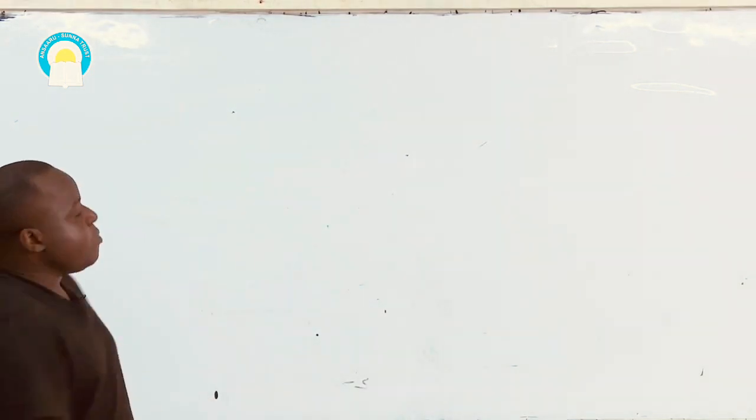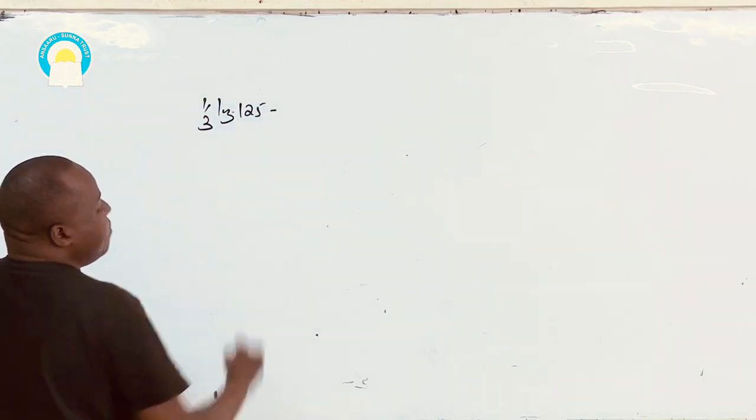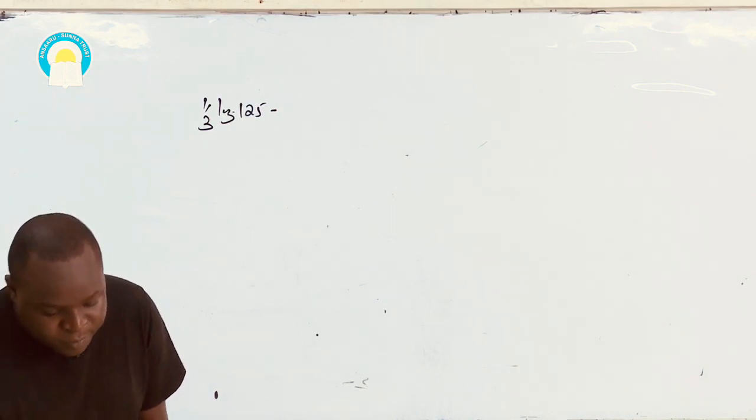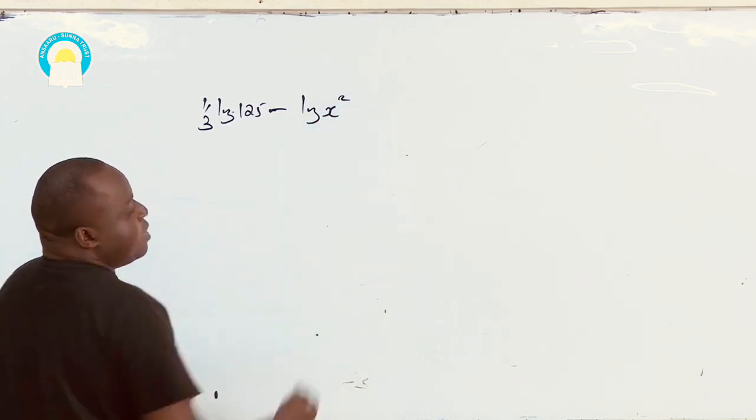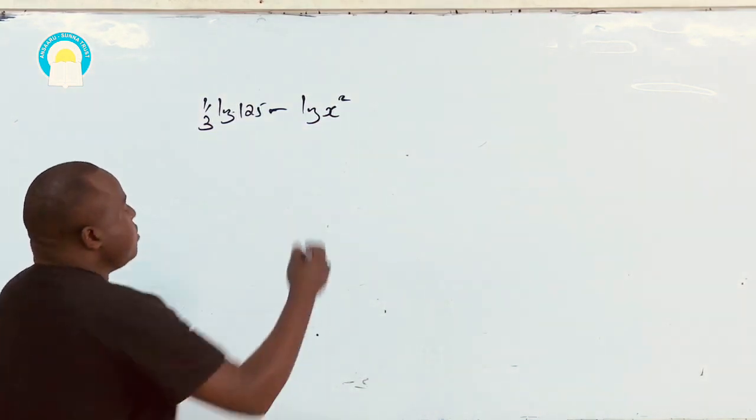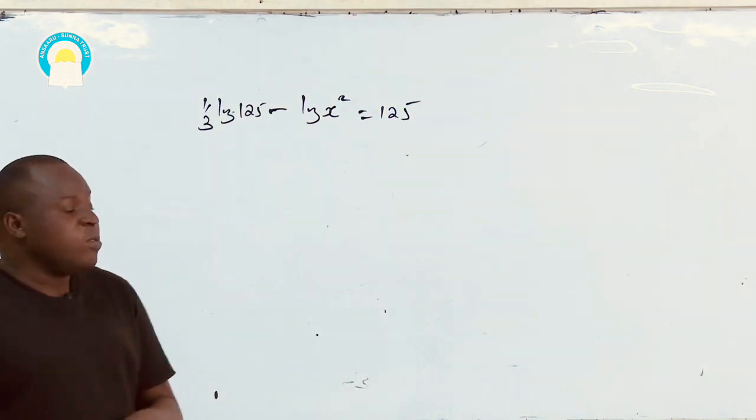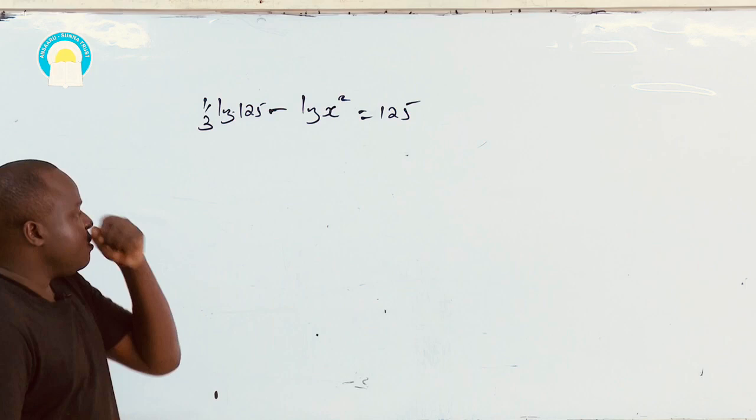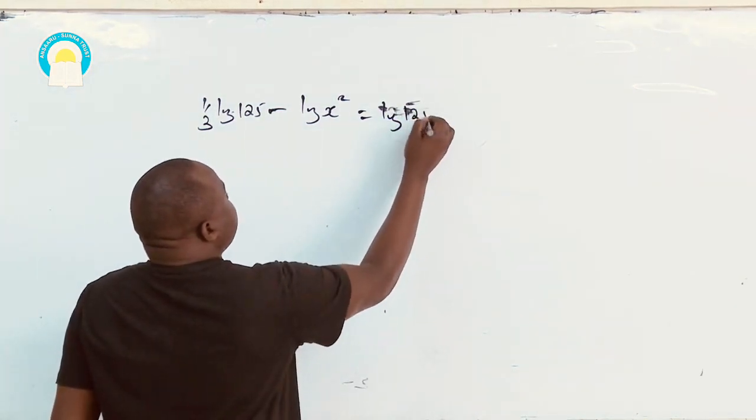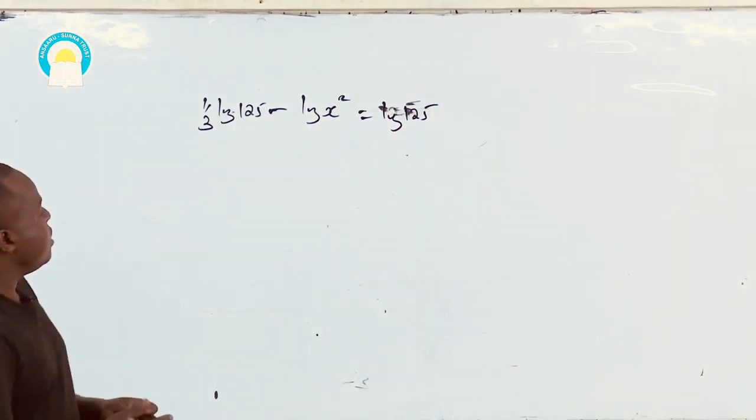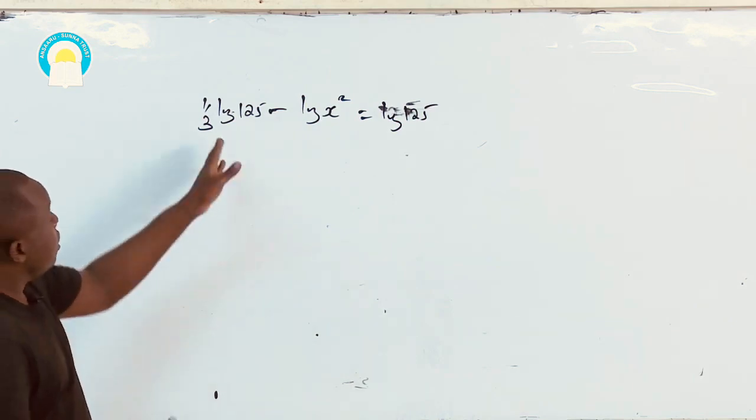Next is: a third log 125 minus log x squared equals log 125. So according to the rules and the first question I did, it's supposed to be log 125 on the right. Rule number 1: make sure that all the terms have logs on them, which is okay.